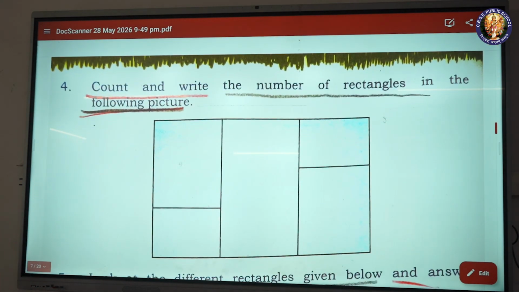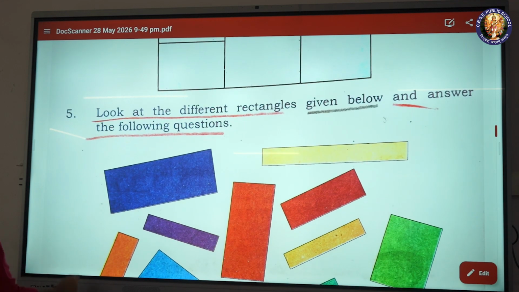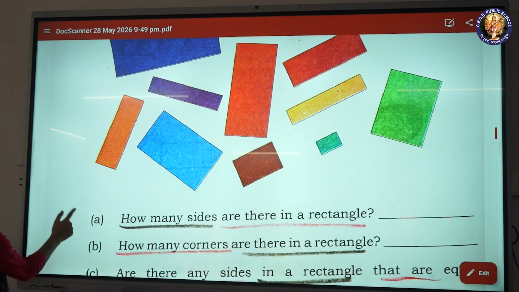4. Count and write the number of rectangles in the following pictures. 5. Look at the different rectangles given below and answer the following questions.